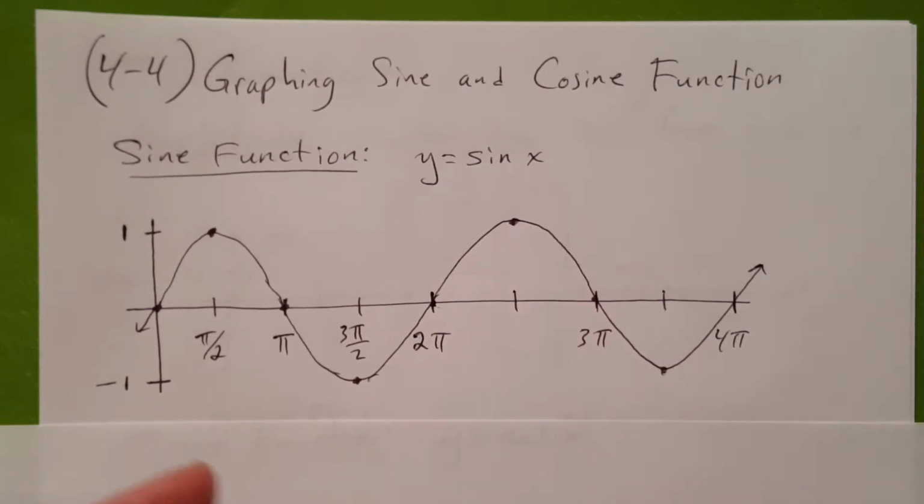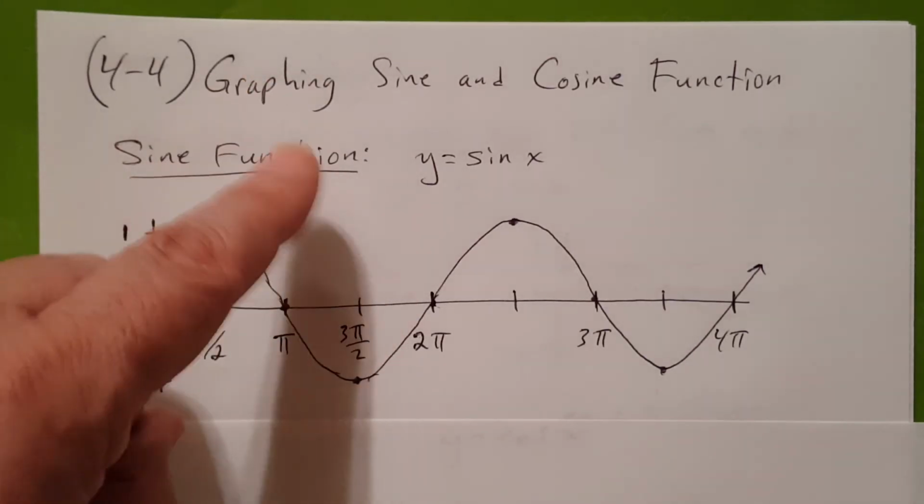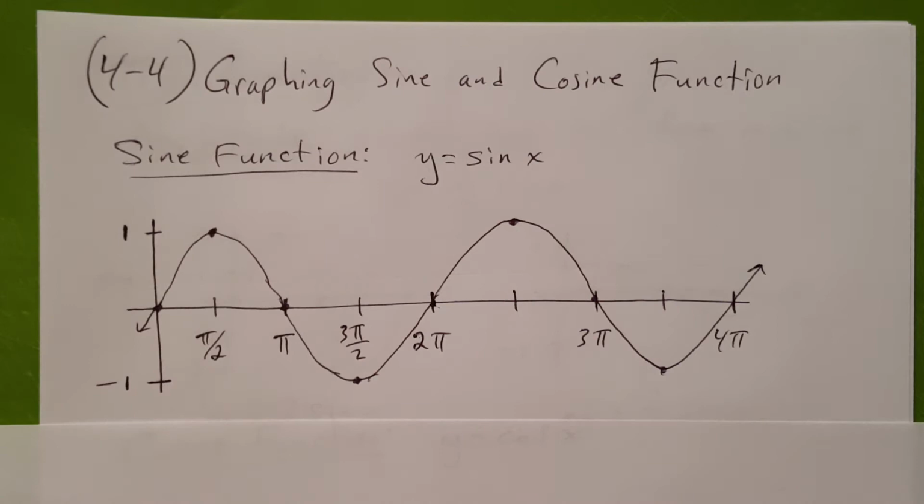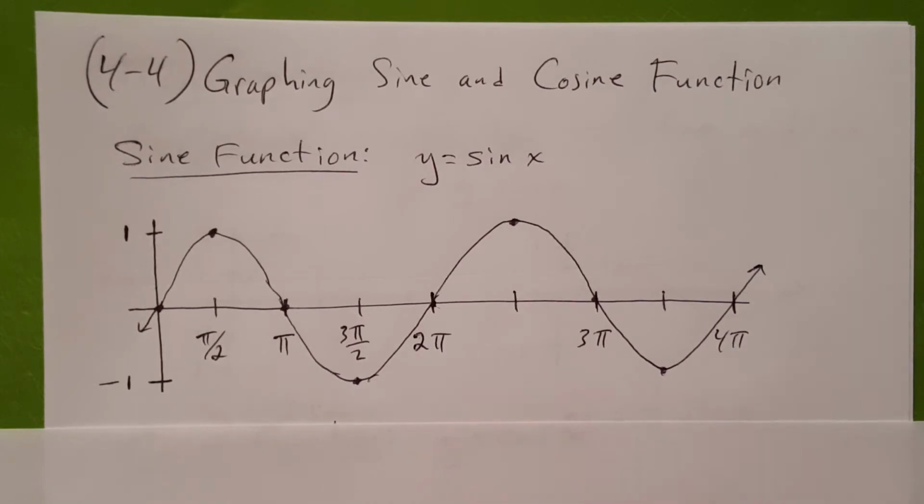So we can keep going on forever that way and that way. But it doesn't go up forever or infinitely up and down, as you will see. So this is, say, the parent graph. The parent graph for sine x, okay?